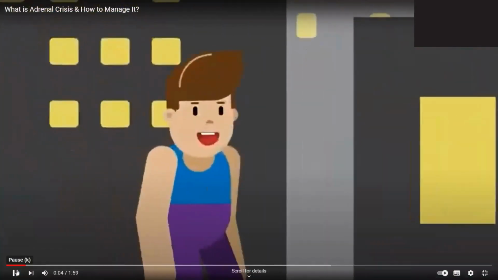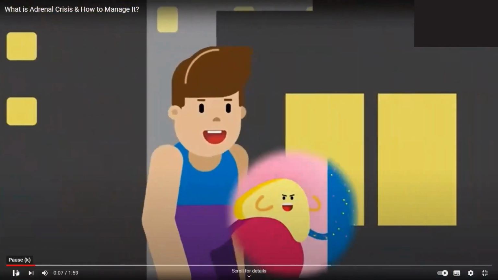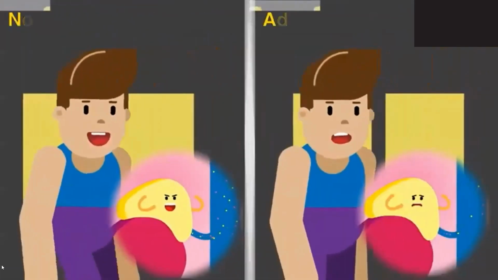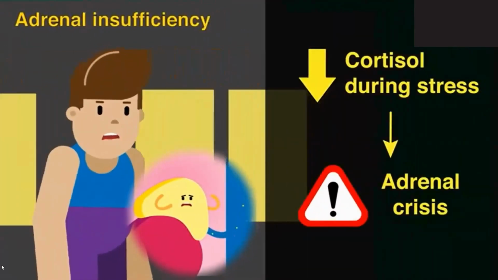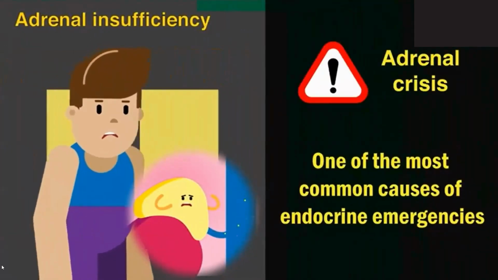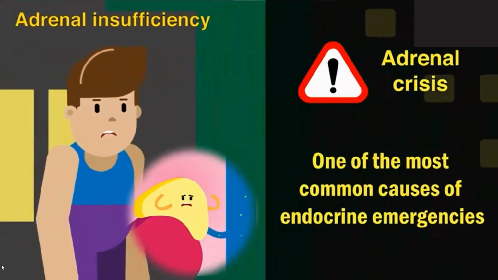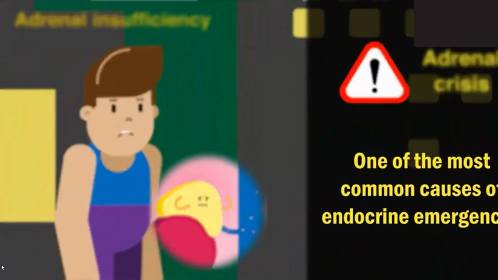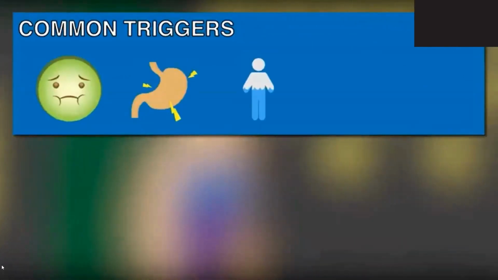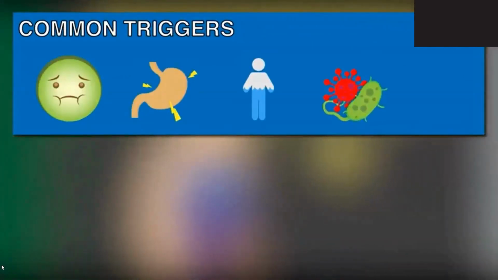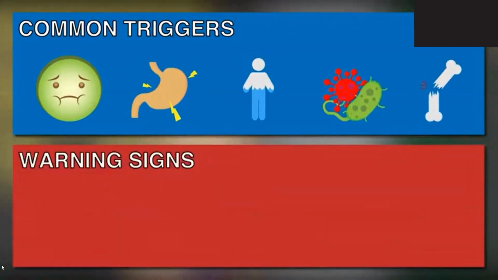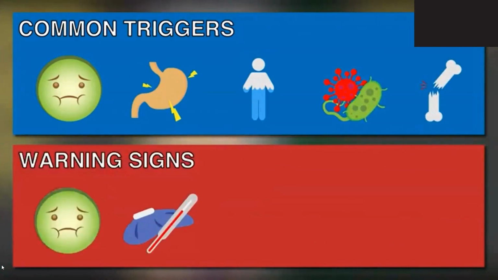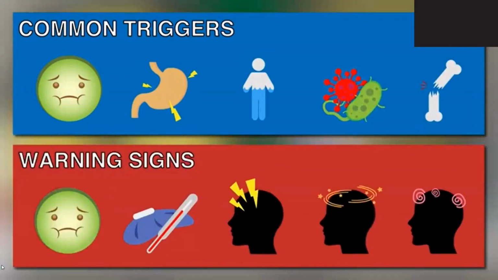When we are under stress, our body is designed to release cortisol. However, people with adrenal insufficiency are not able to do this, resulting in adrenal crisis. Adrenal crisis is one of the most common endocrine emergencies which may lead to severe illness or death. It is commonly triggered by vomiting, upset stomach, dehydration, especially during fasting, infection, and severe physical injury. Warning signs of an adrenal crisis include nausea, fever, headache, dizziness, drowsiness, or confusion.